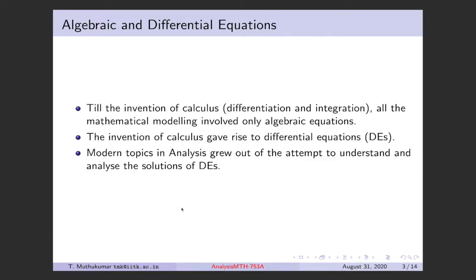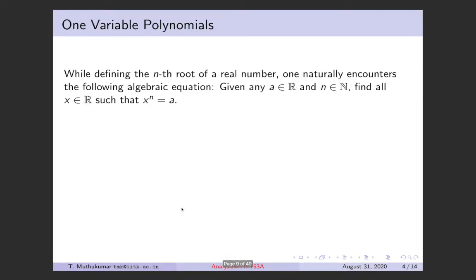So if analysis is the content of this course, then you should understand that analysis grew out of trying to understand differential equations, which actually came out as a result of the invention of calculus. So let's start with algebraic equations to begin with, right? In fact, the need to introduce complex numbers comes from algebraic equations. Before the invention of calculus, algebraic equations were the ones we were trying to solve, and one of the simplest of the algebraic equations are the polynomials, right?